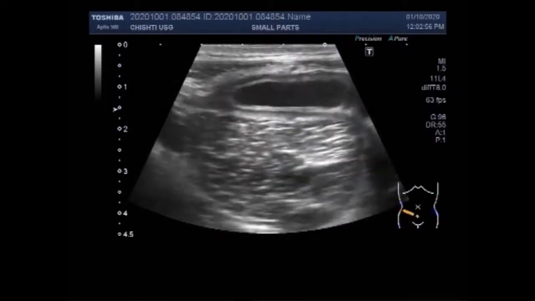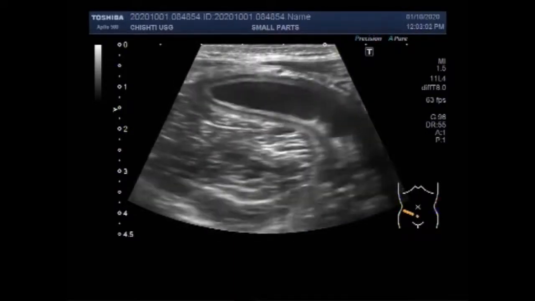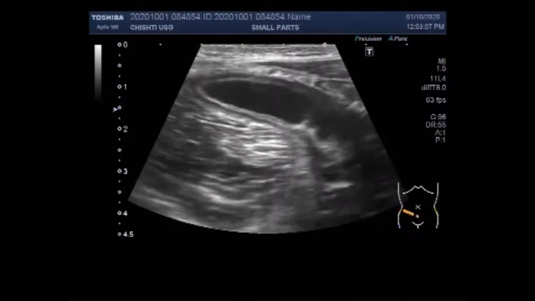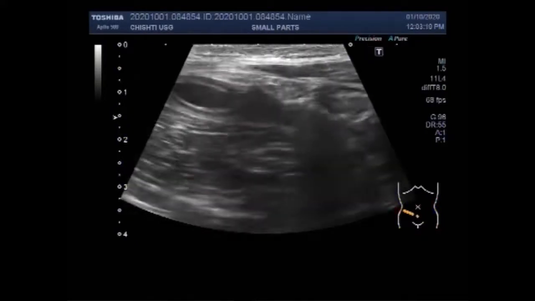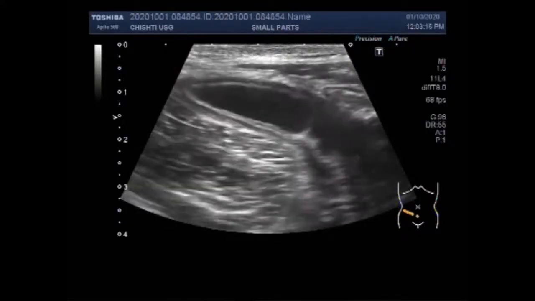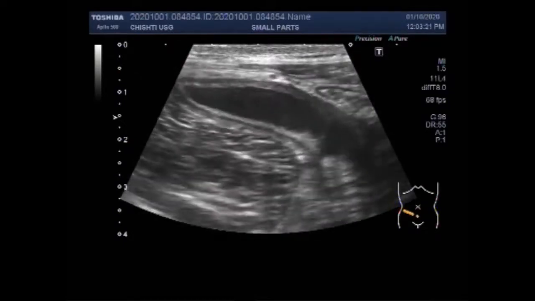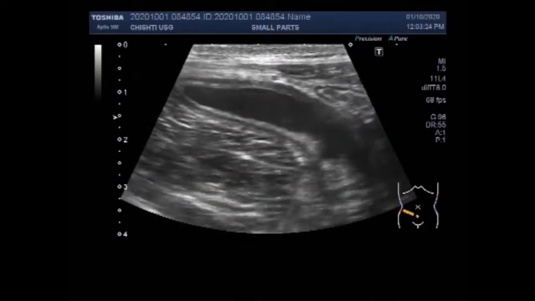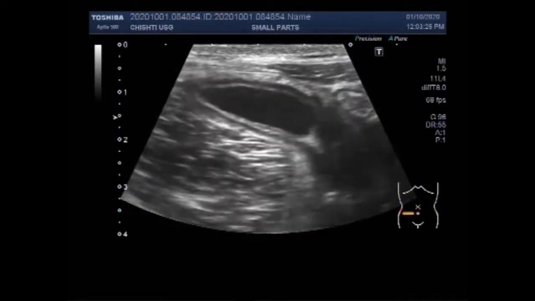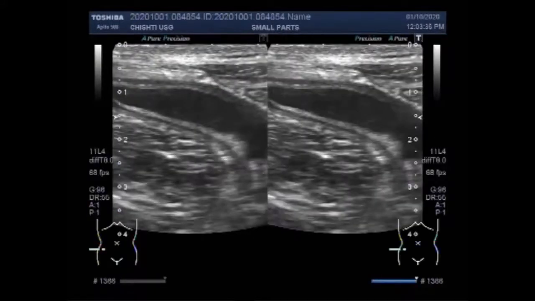You will search for a blind-ending tubular structure arising from the cecum. First of all, you will have to identify the ascending colon. Then one has to scan inferiorly to localize the cecum, and then one can see the appendix. The colon will have the haustra, which will differentiate it from small bowel. You can see the haustra in long axis view. Now you will scan caudally to reach the inferior end of the cecum.